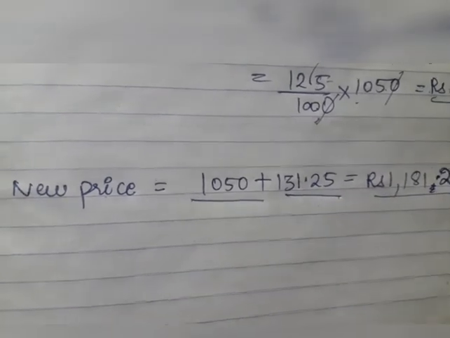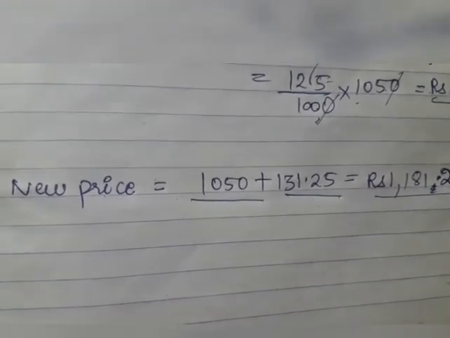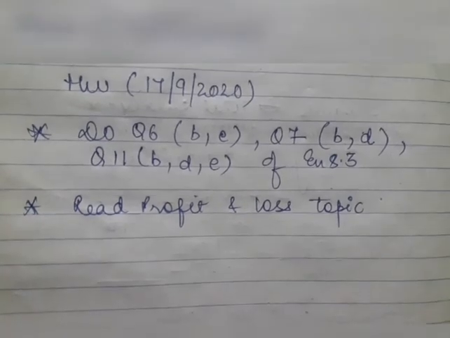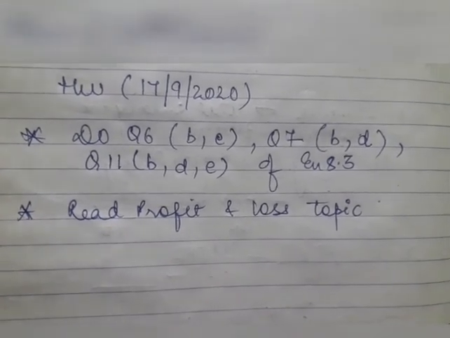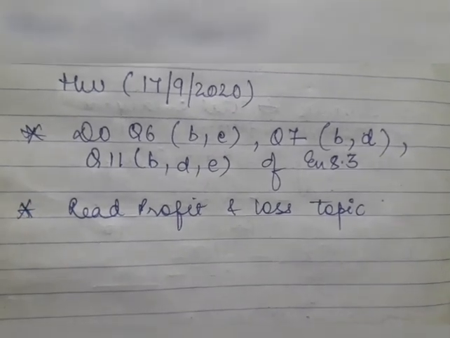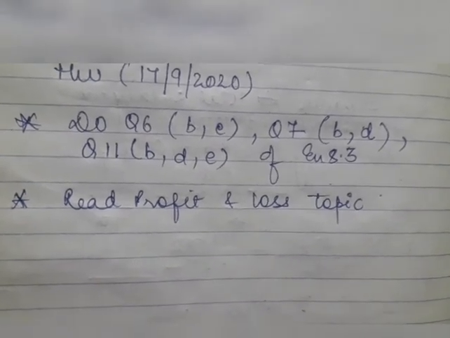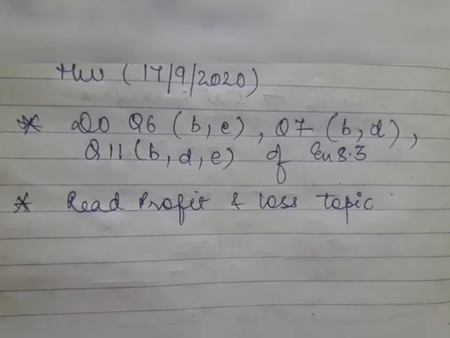So students, what is the homework of yours? You have to do questions 6, 7 and 11, these parts of exercise 8.3, and you have to read the profit and loss topic. Have a good day to all.